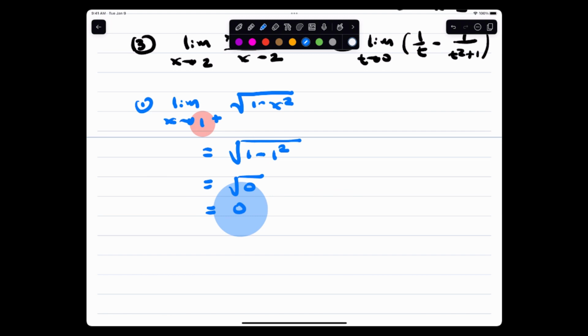Now, is that hard to do? No. And why did they put this? Double check here. Does anybody know? Why did they put the limit as x goes to 1 from the right? Why do you think they did that? Yeah, you might say, is it because of the domain of the function? Yeah. You might say, what's in the domain here?